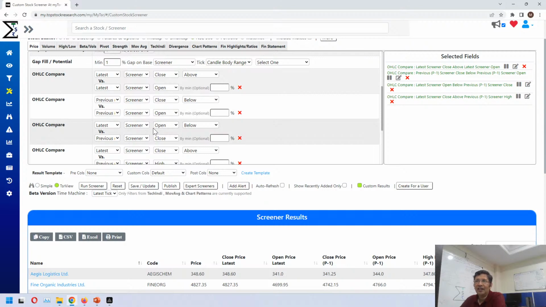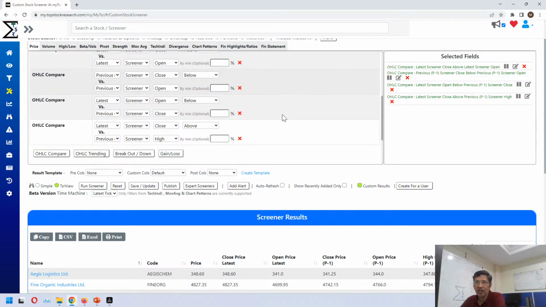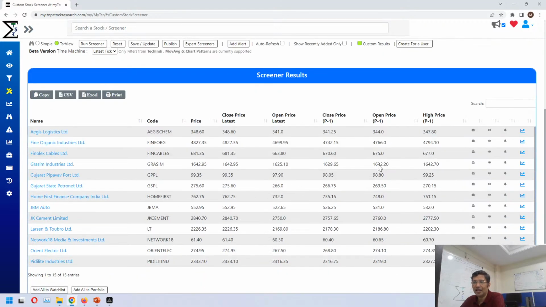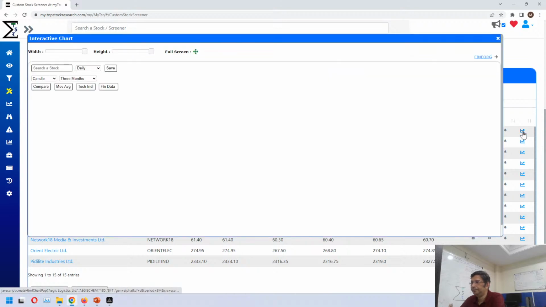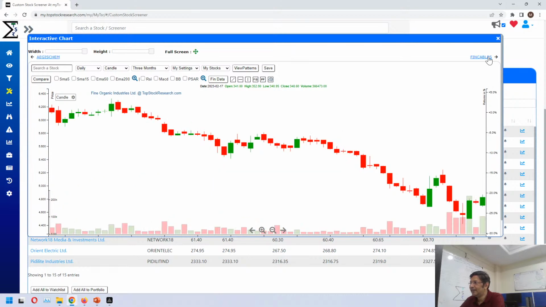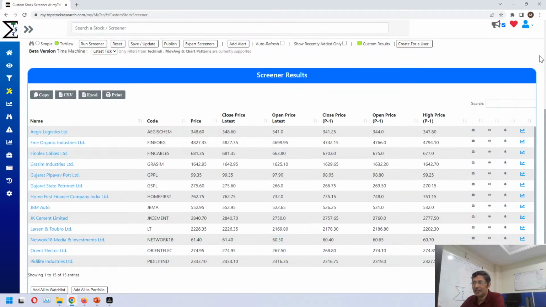Latest open should be greater than the previous close. This is the third condition. This is the fourth condition. So when we look at this candle, there are quite a few candlestick patterns which are formed, very theoretical patterns, right? So this is one pattern which is formed. This is the second candle which is formed, and so on and so forth. So this is how you can create a custom candlestick pattern.